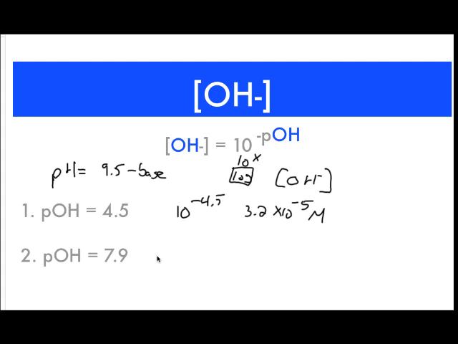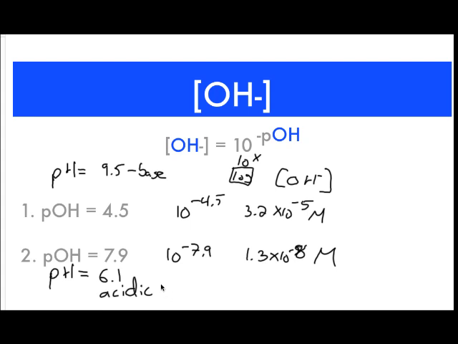Second problem, pOH of 7.9. 10 to the negative 7.9 gives me a hydroxide concentration of 1.3 times 10 to the negative eighth. And then if we want to figure out if that is acidic, basic, or neutral, subtract 7.9 from 14. We get the pH. That is 6.1, less than 7, so it's an acid. Acidic. All right. So 4 equations, but really only 2. You just got to keep the label straight. Acids go with acids. Bases go with bases.